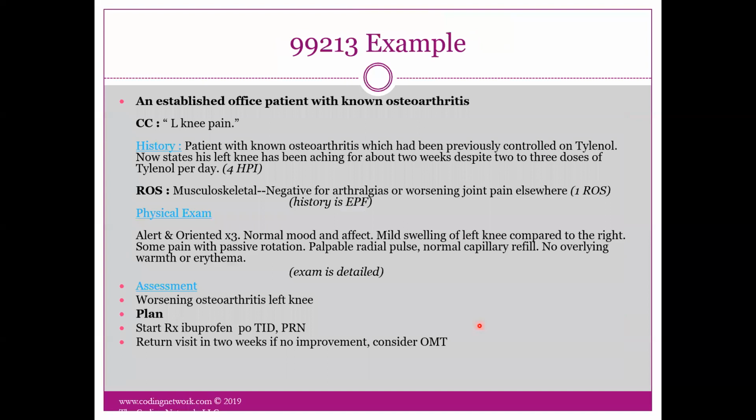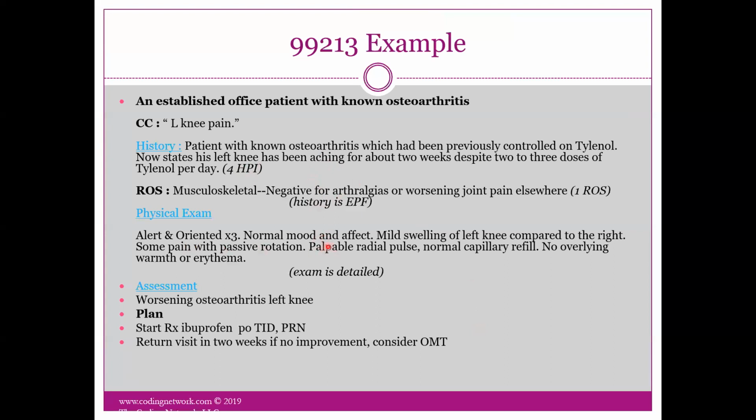Let's take a look at a couple of other examples. 99213 example, a typical 99213. Now remember, the history and the exam only need to meet expanded problem focused, and you only need to count either the history or the exam. And this definitely qualifies for at least an expanded problem focused history. We have 4 HPI elements and 1 review of systems. We have a detailed exam.